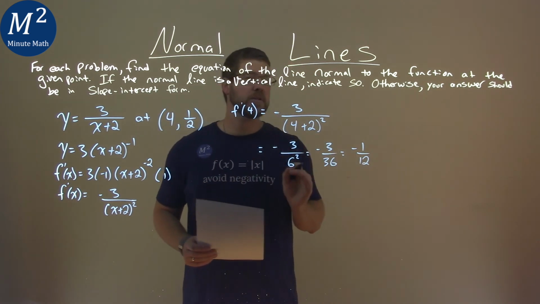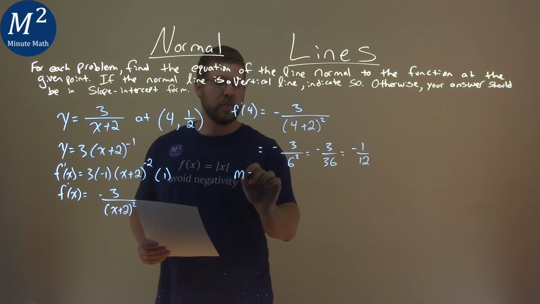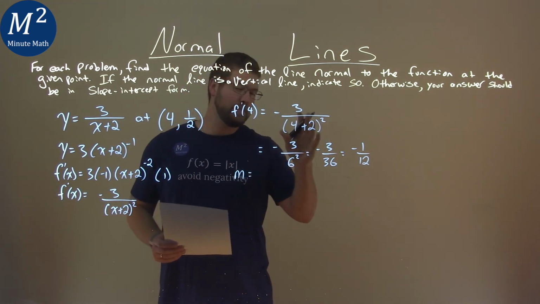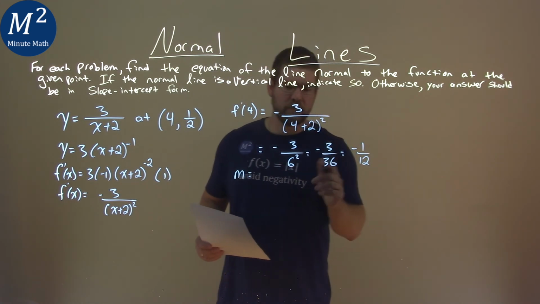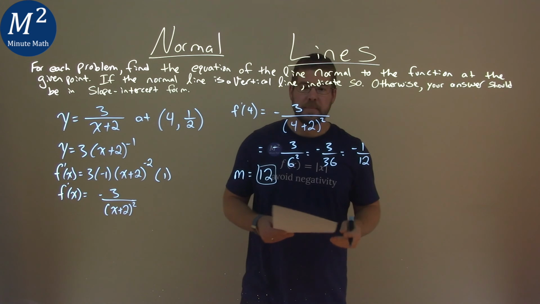So if the tangent line has a slope of negative 1/12, our normal line will have a slope of the opposite reciprocal. Flip it, put a negative sign on it, which makes it positive, and so we have positive 12 here as the slope of the normal line.